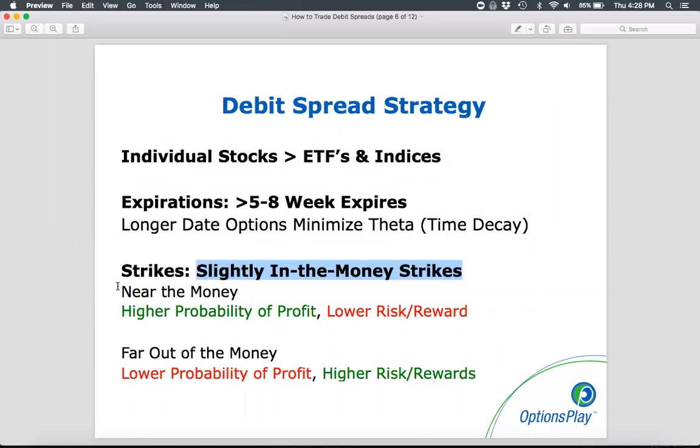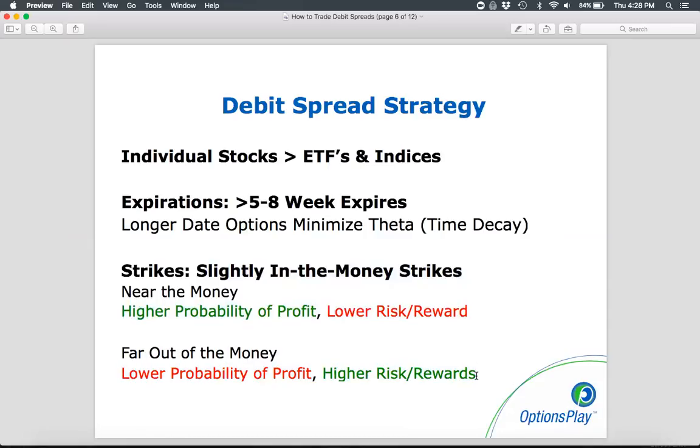So on a debit spread, when you're trading near the money options, so calls or puts that are near the current price, these types of debit spreads typically have a higher probability of profit and a slightly lower risk to reward. Versus, you can also buy a debit spread with a far out of the money call option. So you don't have to just buy an at the money or near the money. You can buy an out of the money debit spread as well. And these strategies will have lower probability of profit, but higher risk to reward.